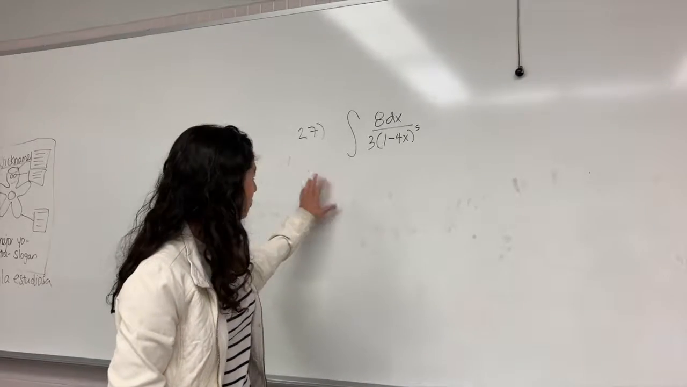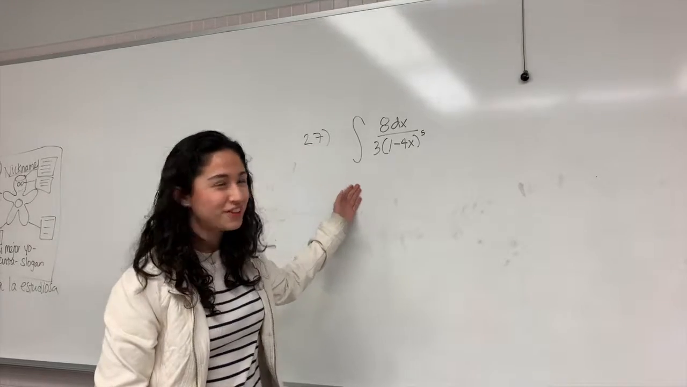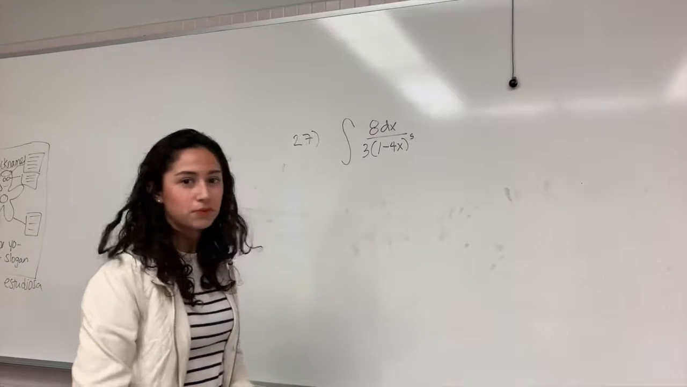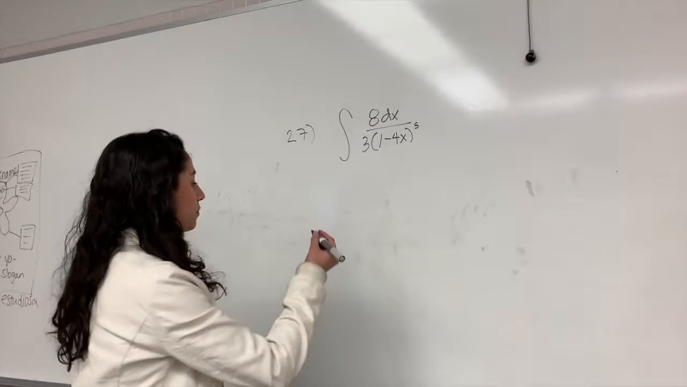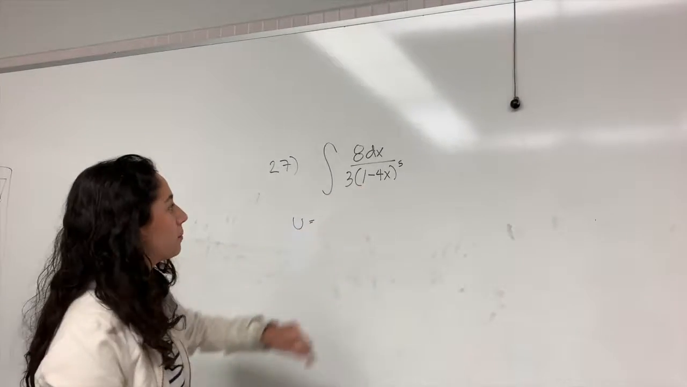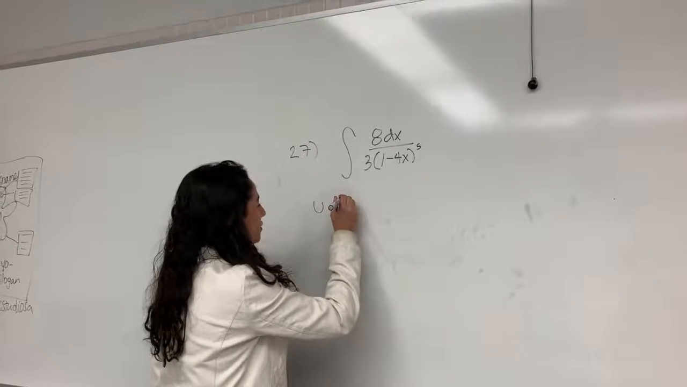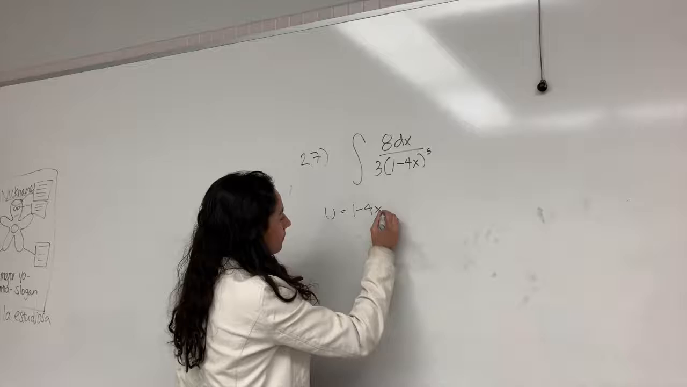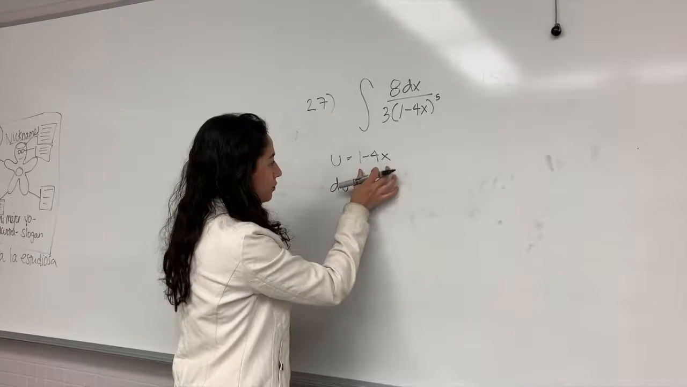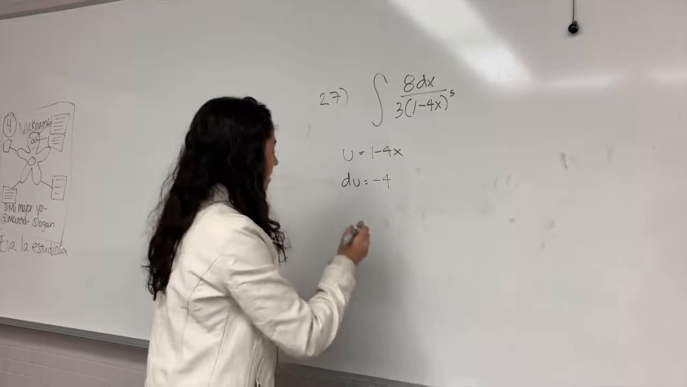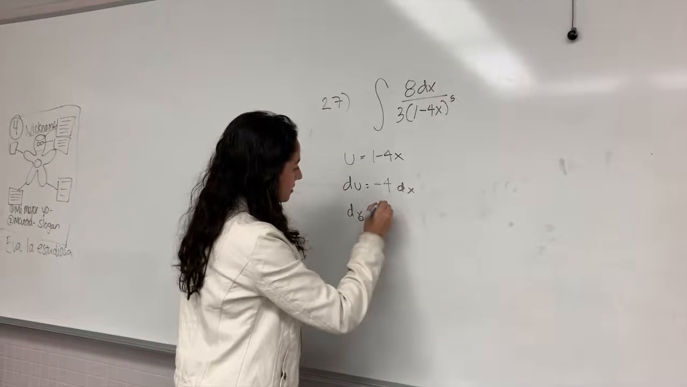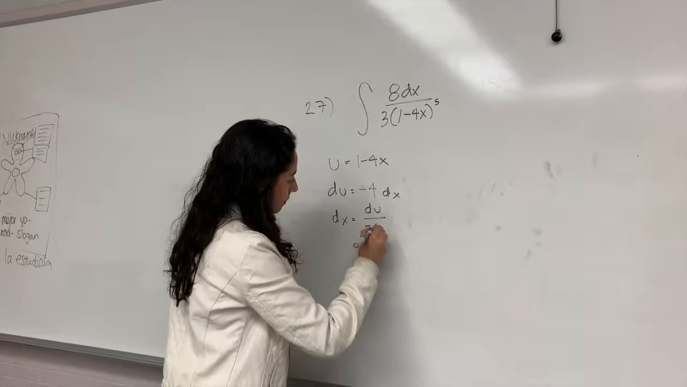Okay, so this is problem number 27, which is the integration of 8 dx over 3 parentheses 1 minus 4x to the fifth power. So the first thing you have to do is to figure out what your u is. In this case, it is the numbers that are inside the parentheses, which are 1 minus 4x. Then you have to find your du. It will be the derivative of this, which will be minus 4. And then you have to find your dx. And this times dx. And dx is du over negative 4.